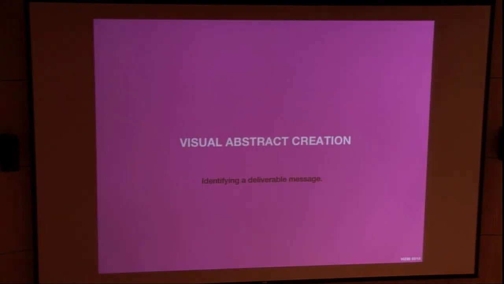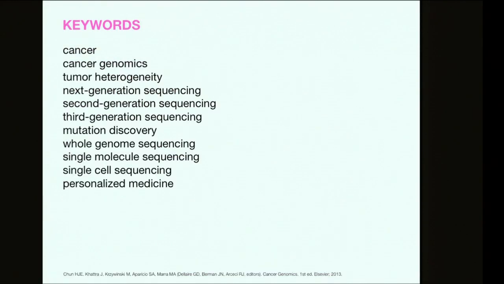So in another example, we needed to create a visual abstract. Actually, this was a really hard, very painful process, because you need to identify what your deliverable message is supposed to be. It was a book chapter about sequencing cancers and new technologies in sequencing. And here are the keywords that were associated with the book chapter.